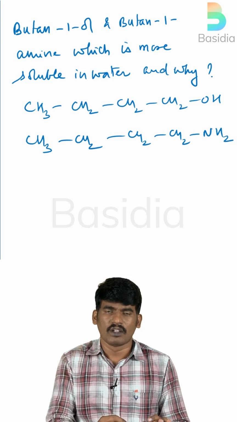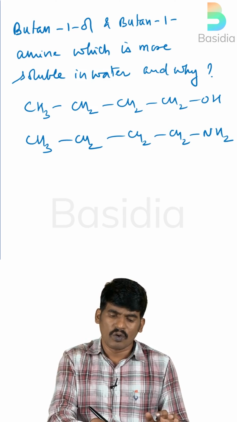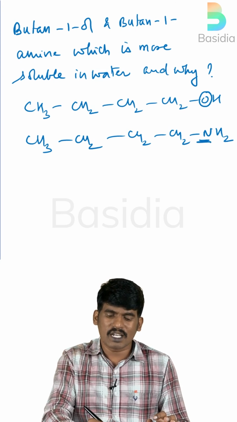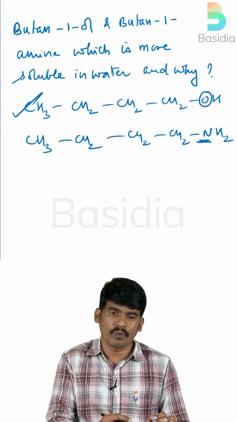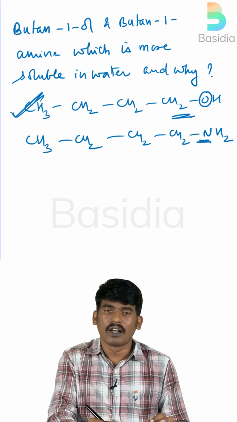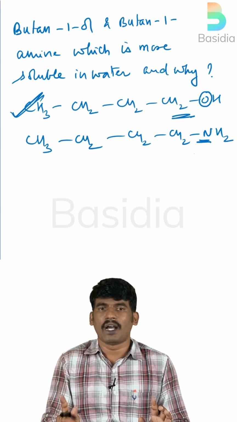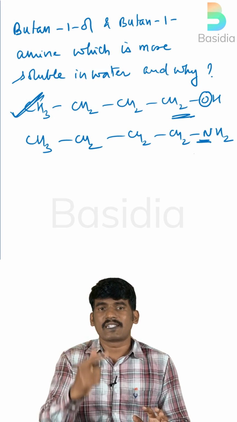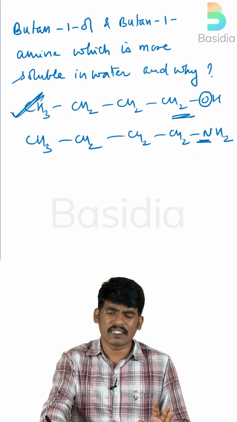Both are soluble in water. Both can form hydrogen bonding, right? But which hydrogen bonding is stronger? The hydrogen bonding formed by OH is stronger because oxygen is more electronegative; nitrogen is less electronegative. Moreover, the alcohol is more polar compared to the amine, so it is more soluble. So butan-1-ol is more soluble than butan-1-amine, because of its polar nature and the maximum extent of hydrogen bonding.